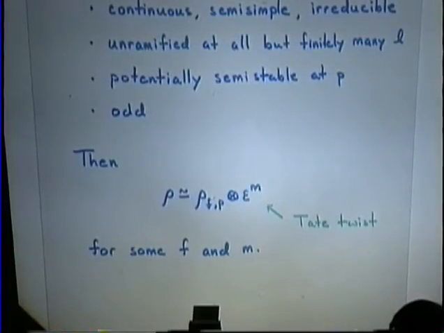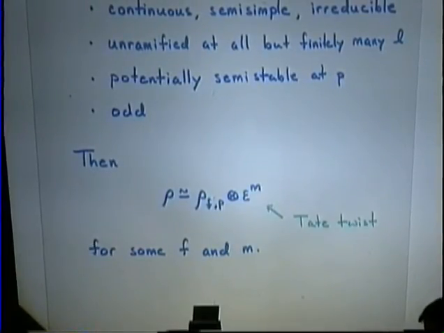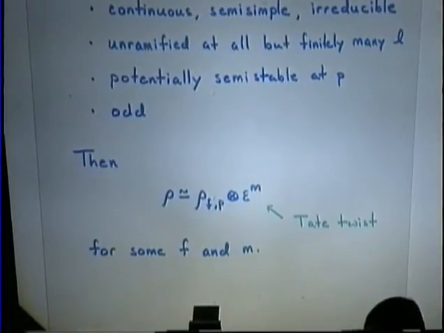And then under these hypotheses, one would conjecture that our representation comes from a modular form, at least up to a twist by the cyclotomic character, so up to some Tate twist of a modular form. So in particular, it's isomorphic to one of these rho_{f,p} for some modular eigenform f. And you can make a similar conjecture with Q replaced by a totally real field.